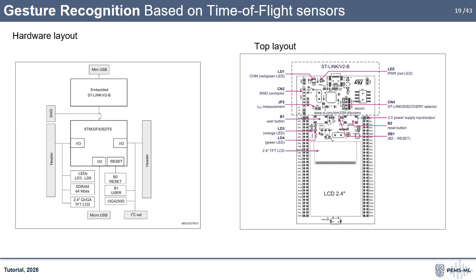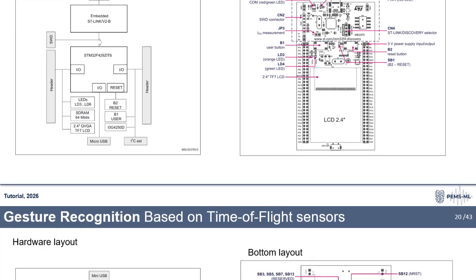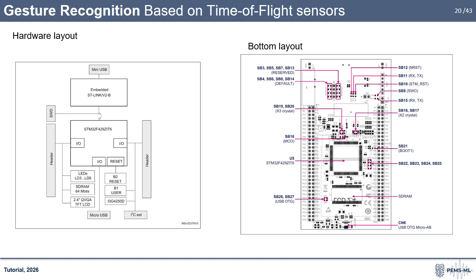Understanding the hardware layout is crucial in embedded development, as it directly impacts signal quality, system reliability, and overall performance. A well-designed layout is especially important for high-speed digital communication, ensuring that signals remain clean and the system operates efficiently. This slide shows the top layout of the hardware. In this slide, we can see the hardware's bottom layout.